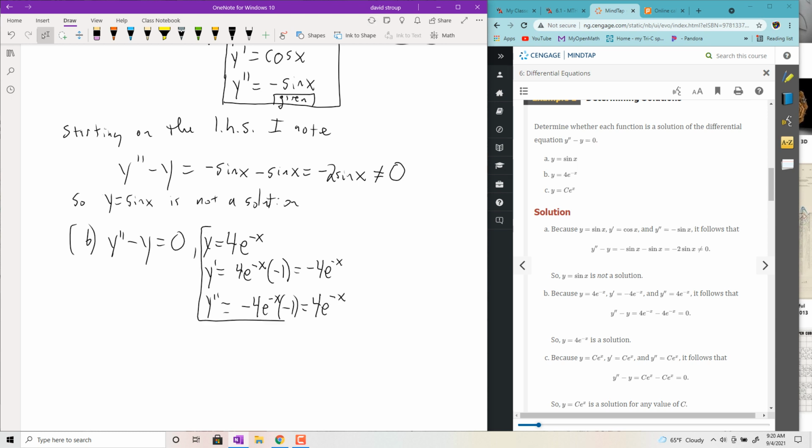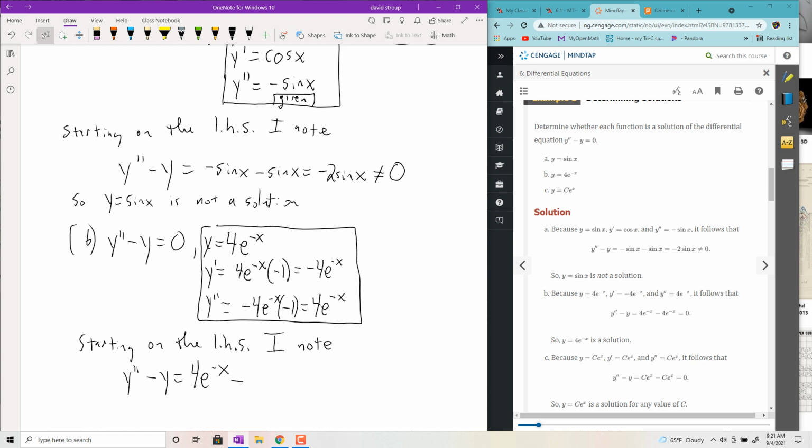So this is my given information. Again, I'm going to tell the reader which side I'm starting on. Starting on the left-hand side, I notice y double prime minus y equals, and now I do substitution, so 4e to the negative x, and then minus y, which is 4e to the negative x. And of course, that equals 0, which is the right-hand side, which proves it's a solution.